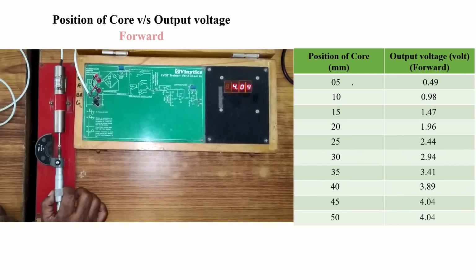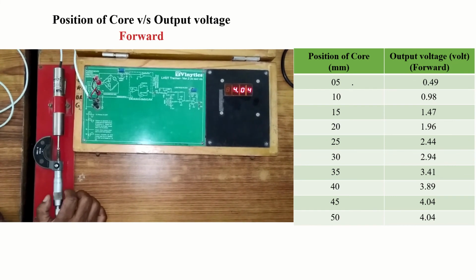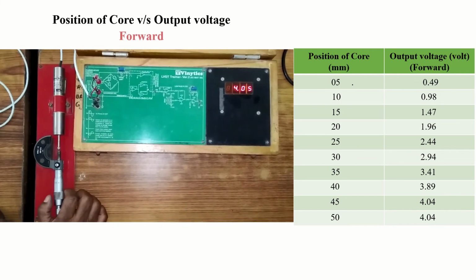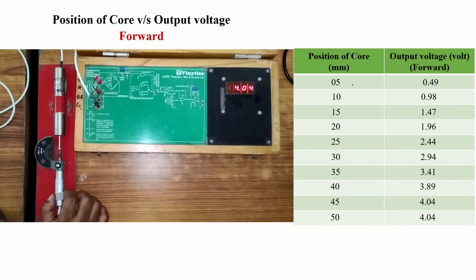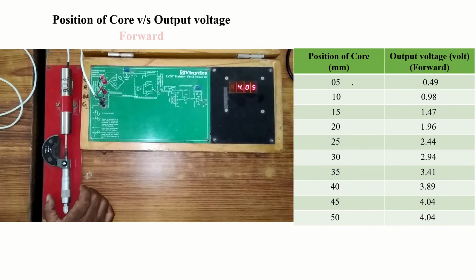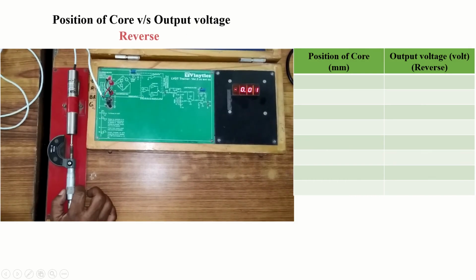Then for 45 mm displacement it is 4.04, and for further displacement we see a sort of saturation start to exist, and thus no further difference in the voltage would exist because the core must have crossed one secondary coil and is under the second coil only. Now let us try to understand the position of core versus the output voltage in the reverse direction.